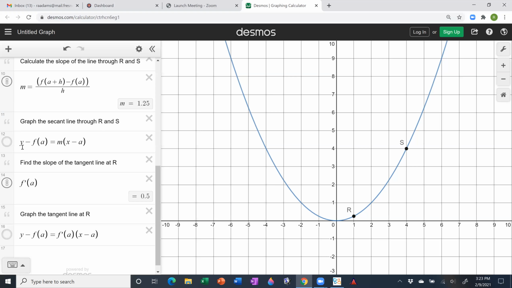And so this is a little bit fancy, but this is really just a secant line of the point slope form. And so if I click over here, I can turn on that line and we can see that there it is. That is the secant line.